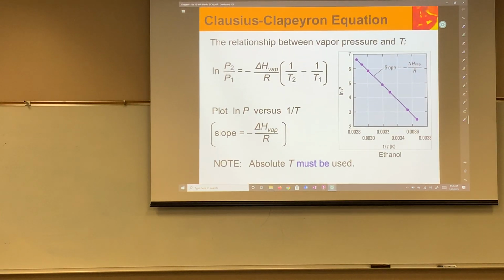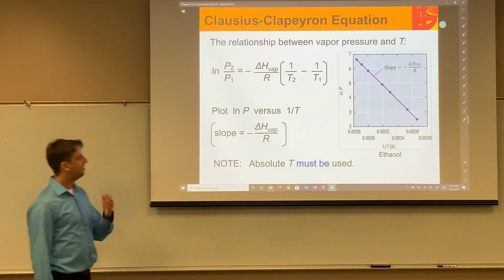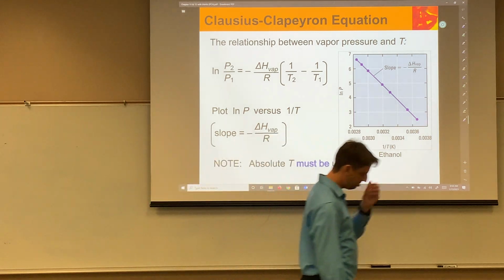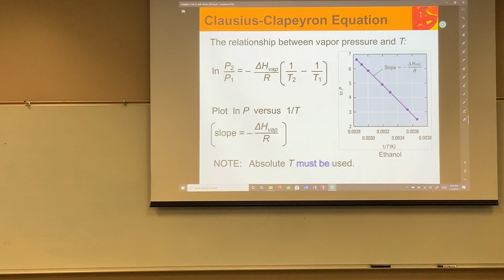All right, so here's a scary looking equation with a fancy sounding name that you can use to impress people. Here's the Clausius-Clapeyron equation. Do I have to remember the name of it? Nah. But it's just an equation that relates vapor pressure and temperature.